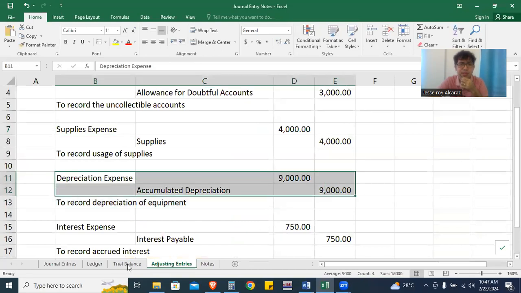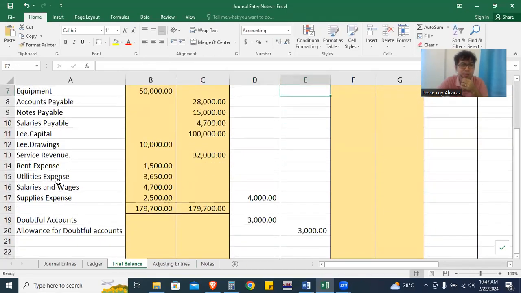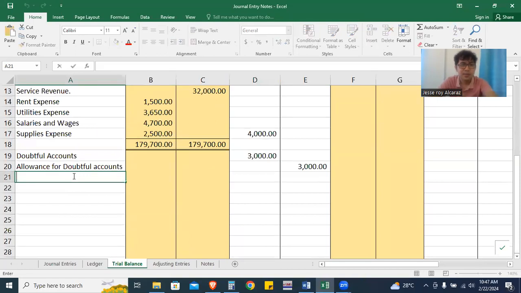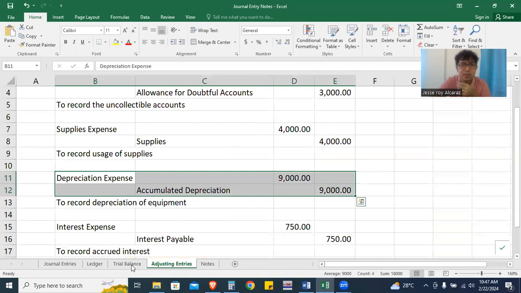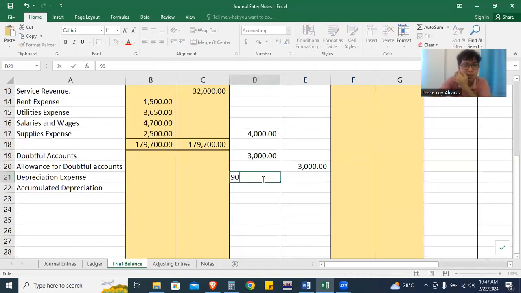Next, depreciation expense. So far, do we have depreciation? None. Depreciation expense and then accumulated depreciation. How much? 9,000 pesos, both for debit and credit.